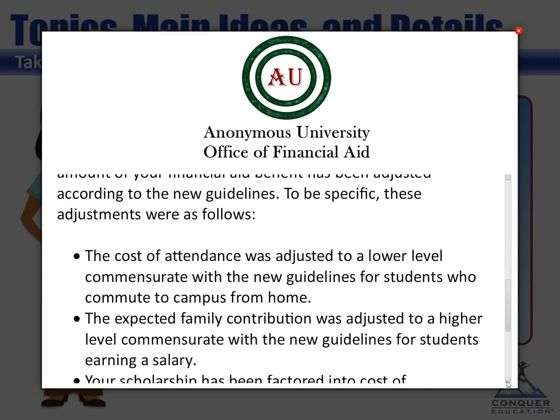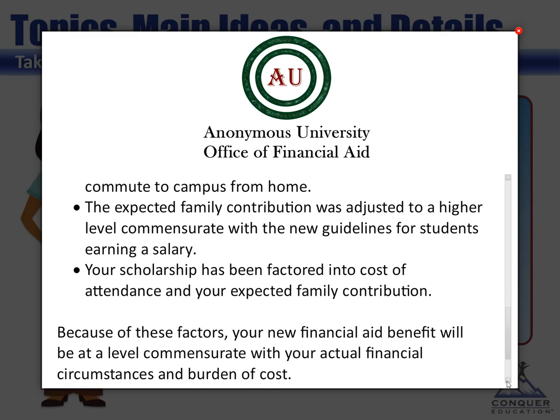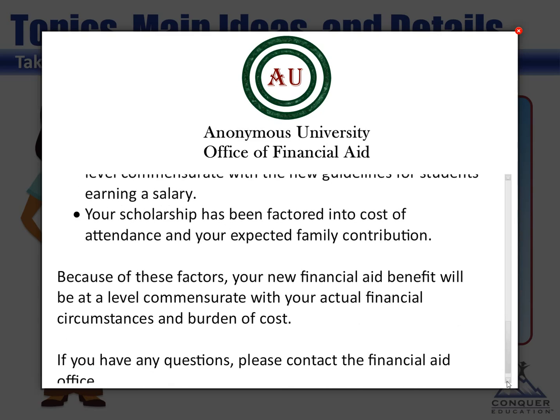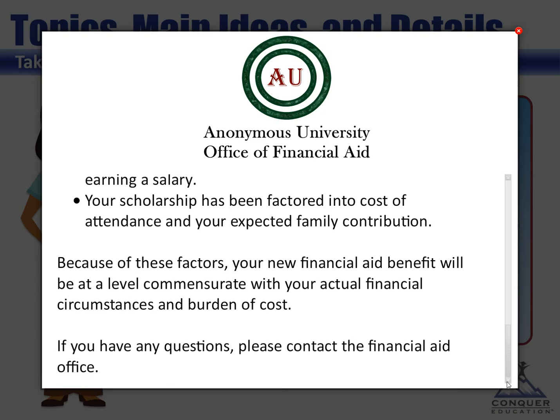To be specific, these adjustments were as follows. The cost of attendance was adjusted to a lower level commensurate with the new guidelines for students who commute to campus from home. The expected family contribution was adjusted to a higher level commensurate with the new guidelines for students earning a salary. Your scholarship has been factored into cost of attendance and your expected family contribution. Because of these factors, your new financial aid benefit will be at a level commensurate with your actual financial circumstances and burden of cost. If you have any questions, please contact the financial aid office.